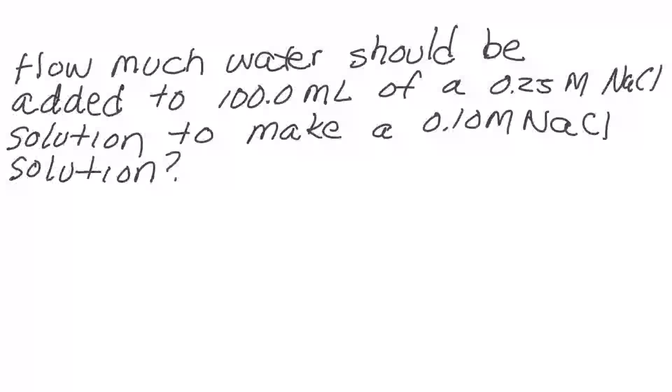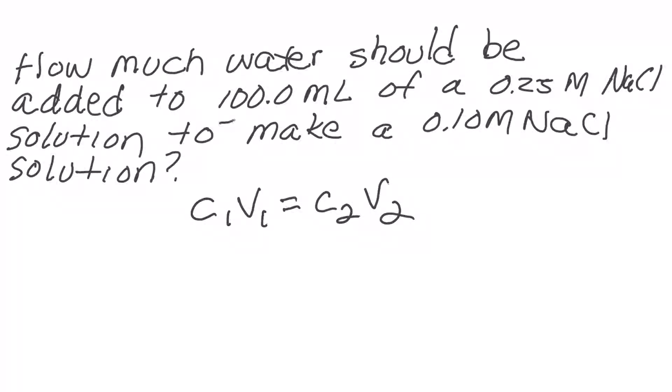How much water should be added to 100 milliliters of 0.25 molar sodium chloride solution to make a 0.10 molar sodium chloride solution? So once again, you're in the lab, you have a bottle of 0.25, but you don't need 0.25, you actually need 0.10. How are you going to make that? Maybe you only have 100 milliliters of this 0.25 molar solution, and you're going to dilute it and then use what you have. So once again, I write the generic equation down, C1V1 equals C2V2, and then I substitute and solve for the missing one.